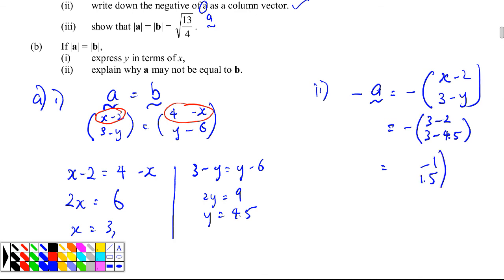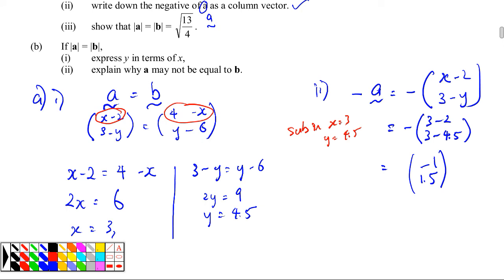Do you have this? You must sub in. Yeah, must sub in. So here you must sub in x equals 3, y equals 4.5. So far okay? Good. Part 2 is done. So easy, right?